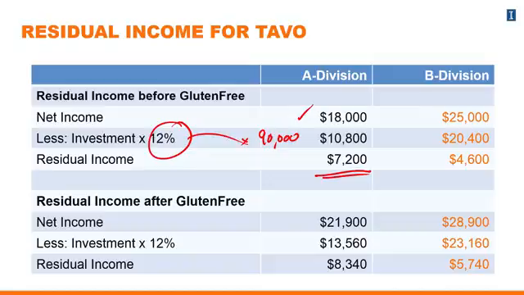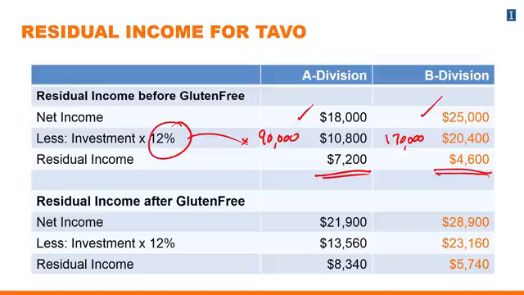Analogous calculations are performed for the B division. In a normal year, their income was $25,000. Their investment before the gluten-free option was $170,000, multiplied by the 12% cost of capital rate is equal to $20,400, leaving the residual income, after the cost of capital is incorporated, to be $4,600.